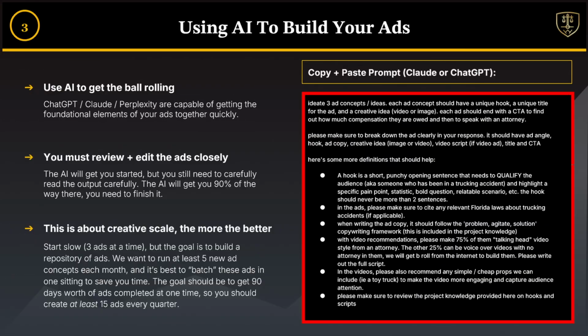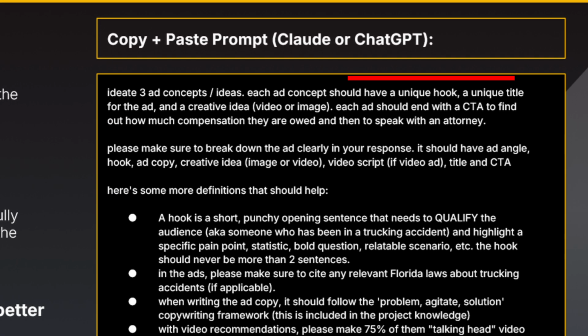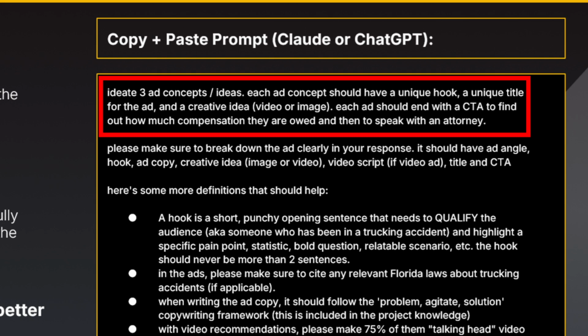But here's the prompt. Again, after you've gone through and you've done the ideation of pain points and outcomes, you paste that into the document that I gave you. And now we take this prompt and we paste this into Claude or ChatGPT in the same thread so it knows who we're talking about, right? So this says ideate 3 concepts. Each should have a unique hook, title for the ad in a creative video or image. Each ad should end with a call to action.